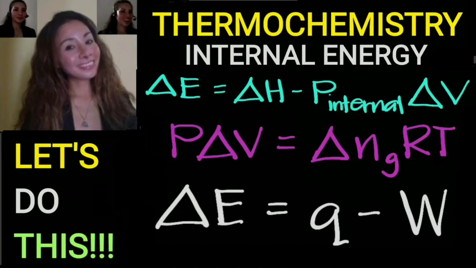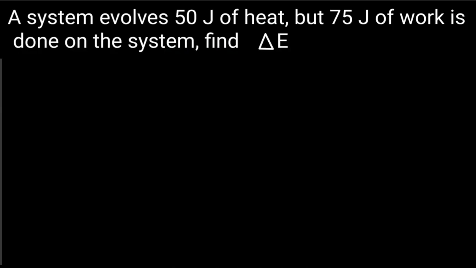In this video, you will learn how to solve some problems on internal energy. A system evolves 50 joules of heat, but 75 joules of work is done on the system. Find the change in internal energy.